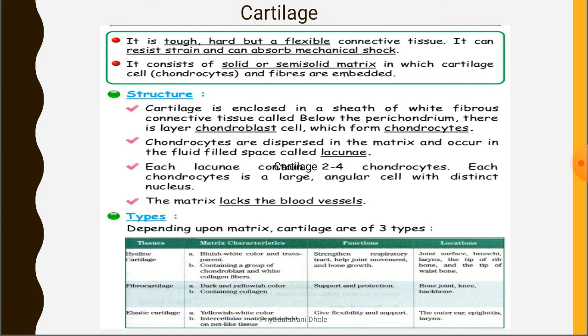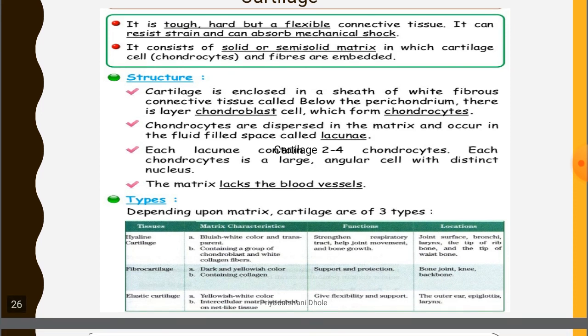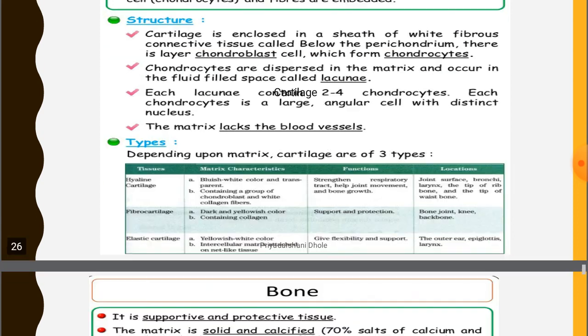These chondrocytes are dispersed in the matrix and occur in fluid-filled spaces called lacunae, and each lacuna contains 2 to 4 chondrocytes, and each chondrocyte is a large angular cell with a distinct nucleus. The matrix lacks blood vessels. Cartilage is of three types: hyaline cartilage, fibrocartilage, and elastic cartilage.